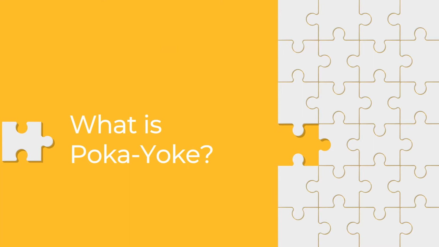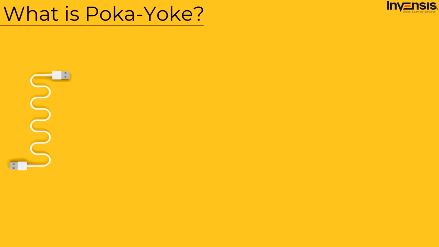Now let us start the session by knowing what Poka-Yoke is. What is Poka-Yoke? Well, all of you would have seen USB wires. If the two ends were of the same size, it is difficult to identify which side is to be inserted to which end of the device. So, there are 2 different sizes present in the 2 edges of the USB.